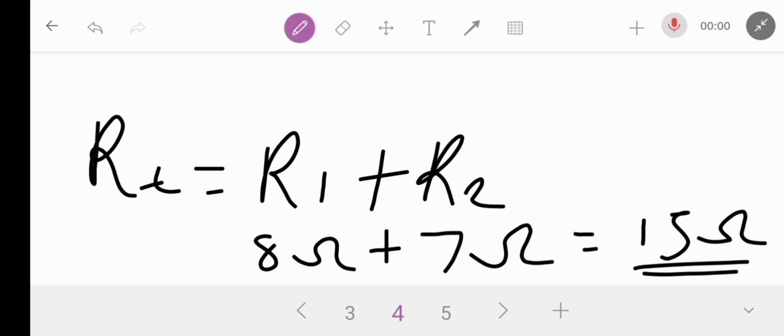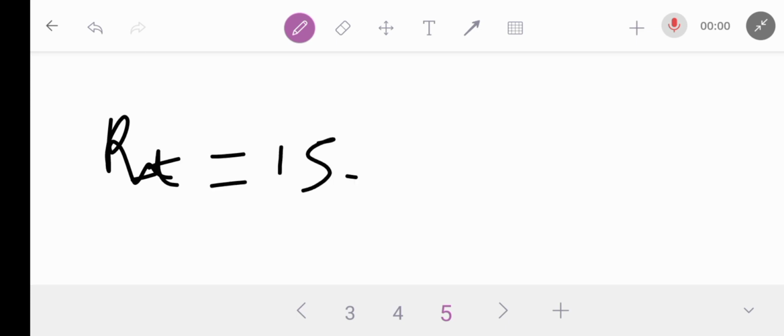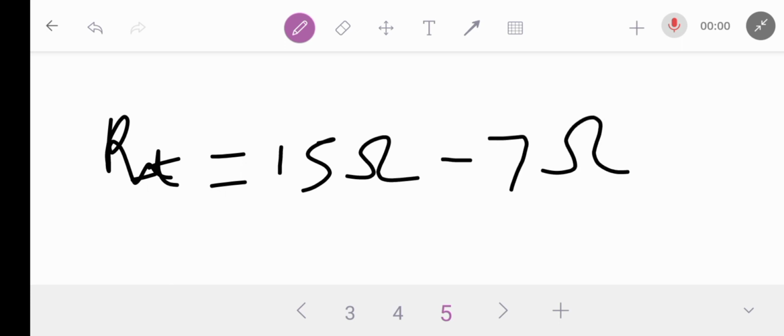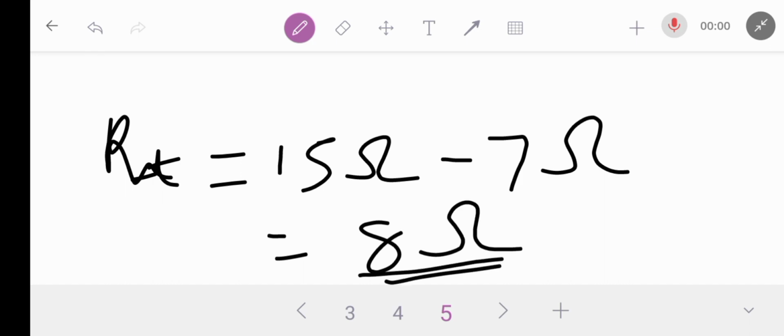If our total resistance is equal to 15 ohms, what do we get if we subtract the 7 that we claim to be our X there? We are going to find that our answer will be the 8 that was given in that question. So this circuit is actually connected in series. So R1 plus R2 should give you the total resistance, should give you RT.